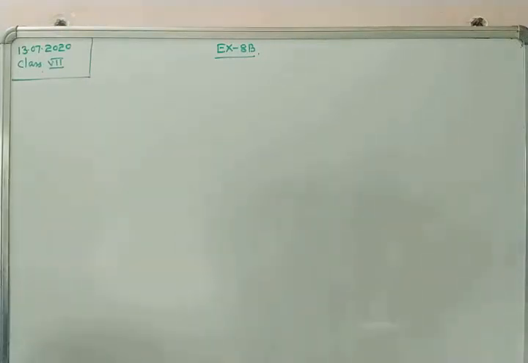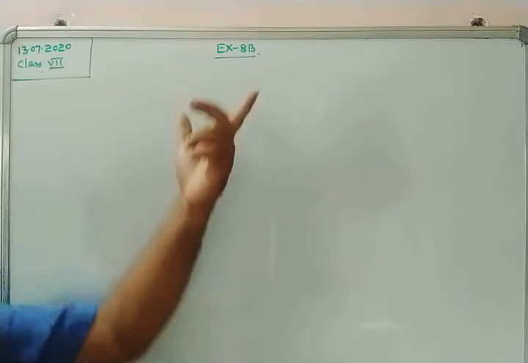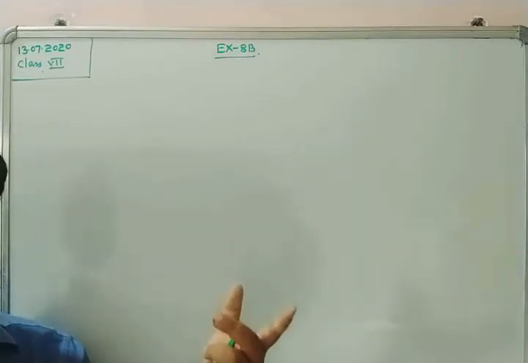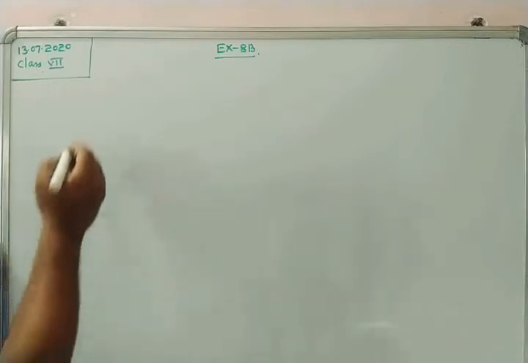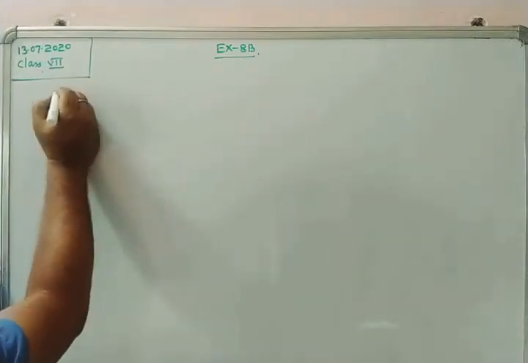In the previous class, we discussed chapter 8, which is linear equation in one variable. We discussed exercise 8a. Now, in exercise 8b, a lot of questions are given, and all of these questions belong to word problems. So, one by one, I will clear every question. Let's see. What is the first question?